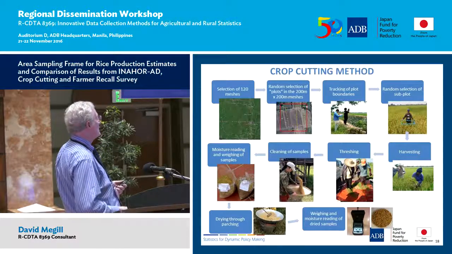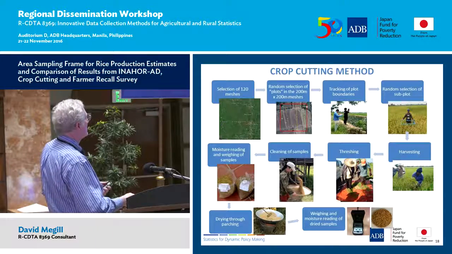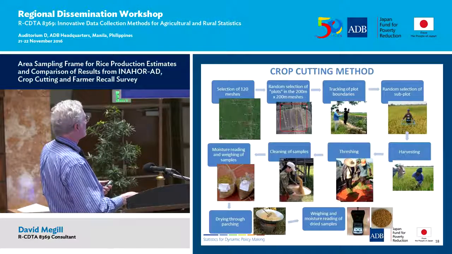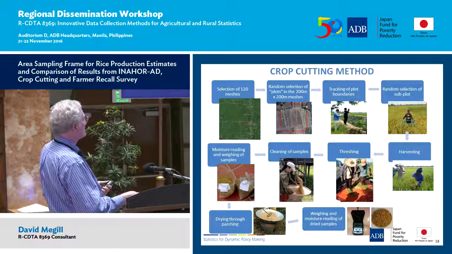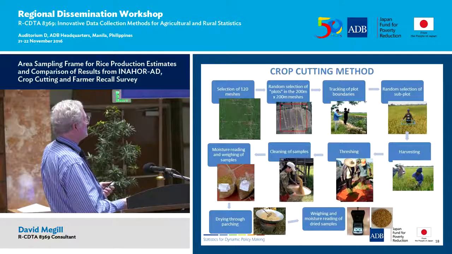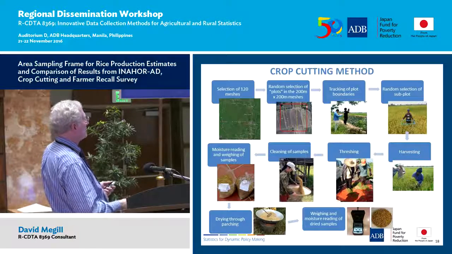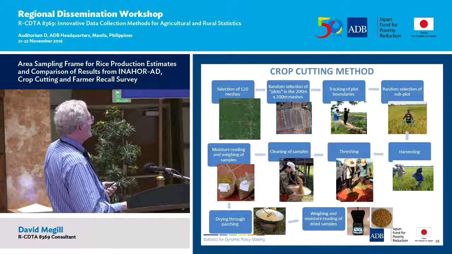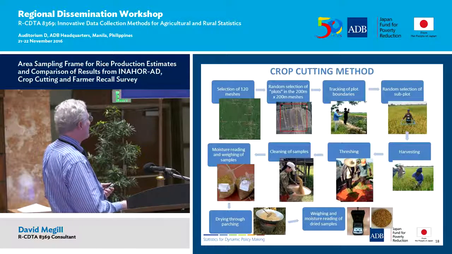Now here is a very good illustration of the crop cutting method, and we can go through this quickly. Starting with the selection of the 120 meshes. Then we saw the random selection of plots within each mesh. Here's the tracking of the plot boundaries to get the objective area measurement. Here's the instrument that's used for the 2.5 by 2.5 square meter subplot that's used for the crop cutting.